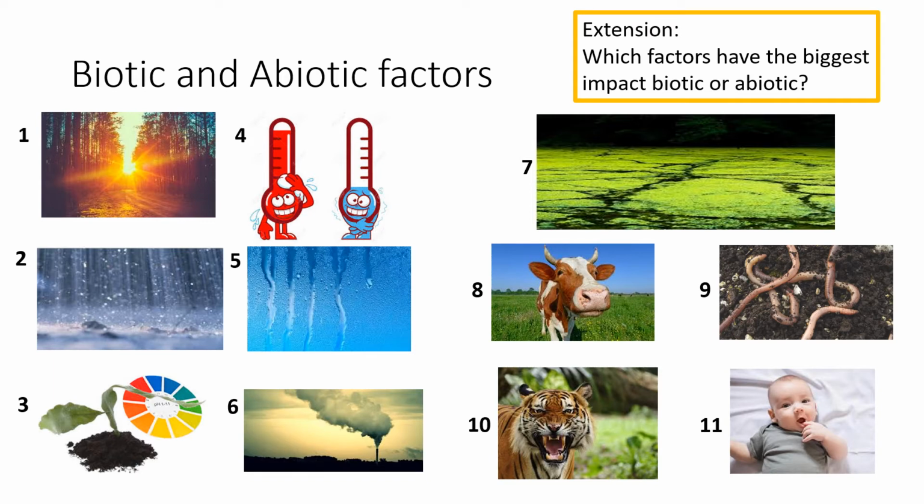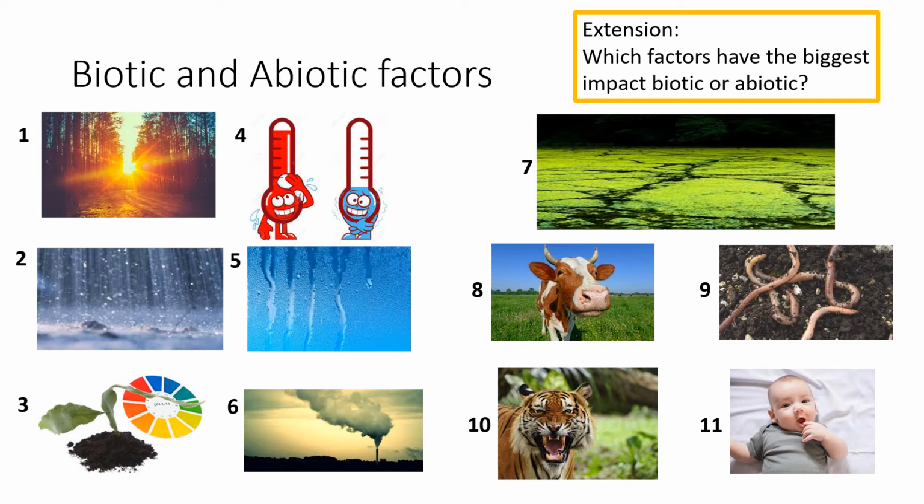In front of you, you have 11 pictures. Pause the presentation, see if you can work out what each of the 11 pictures represents in terms of biotic and abiotic factors. When you've done your best, you can restart the presentation and we'll go through the answers. So pause the presentation now. So if we take each one in order, we start with the left-hand side, number 1. We're going to look at the abiotic factors.